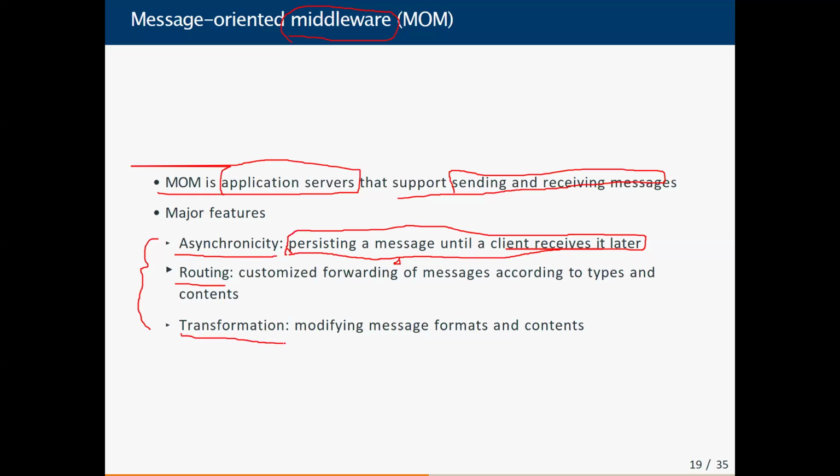And then the third feature is called transformation. Very easy to understand. The message format is not fixed. Between different senders and receivers, they might use different formats of data, right? So we can convert Python data to JSON data or JSON data to Python data. Sometimes the message format is different, but MOM can modify the message format and the content according to the requirements. So you can understand these three features as the three advantages of message queue.